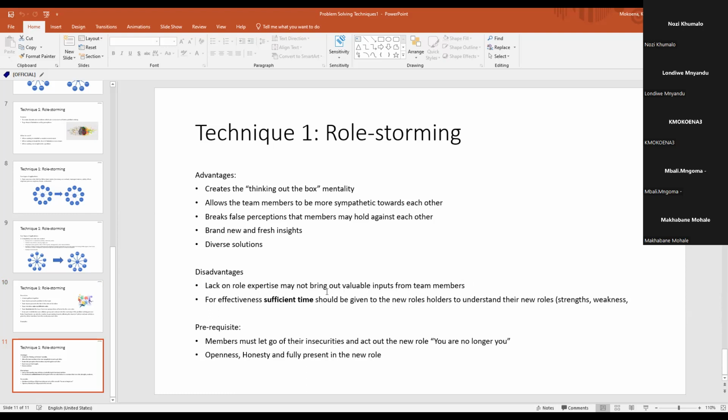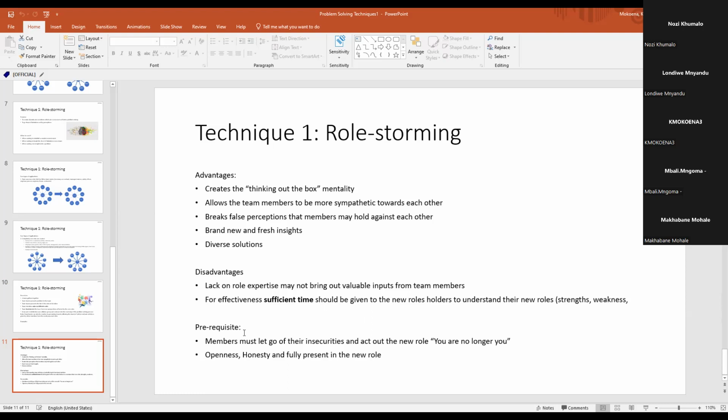So for this to be effective, the members need to have sufficient time to study the roles. You study the strengths, you study the weaknesses, and so forth. So in that way, people can apply themselves more effectively than when they are clueless about what the role requires.